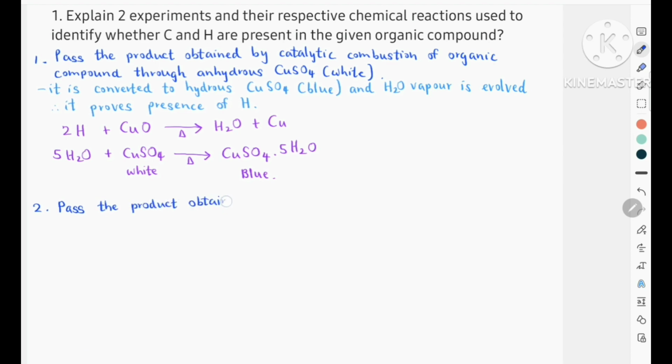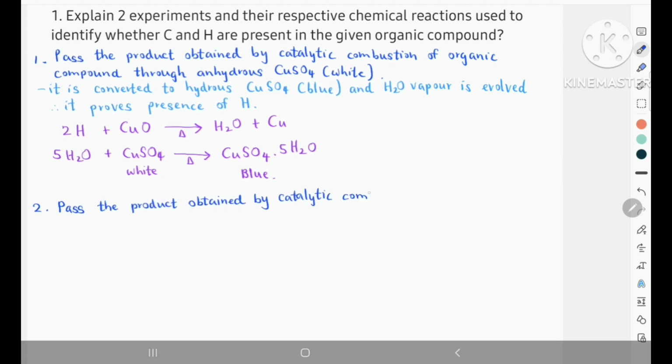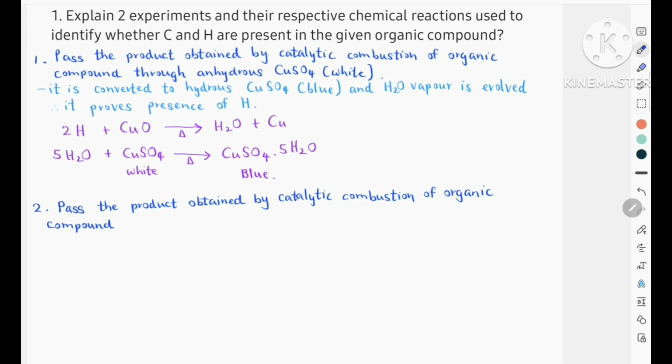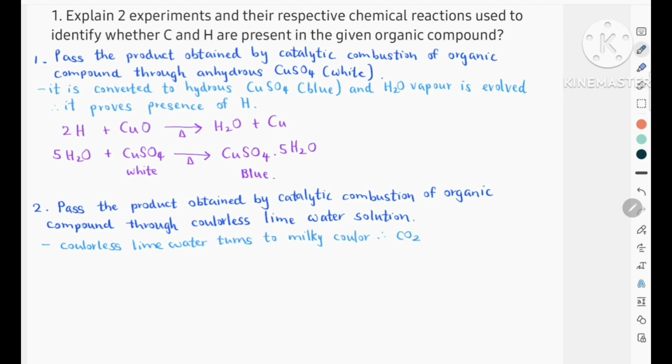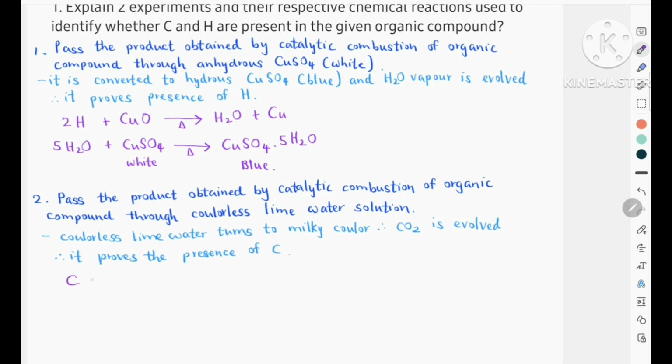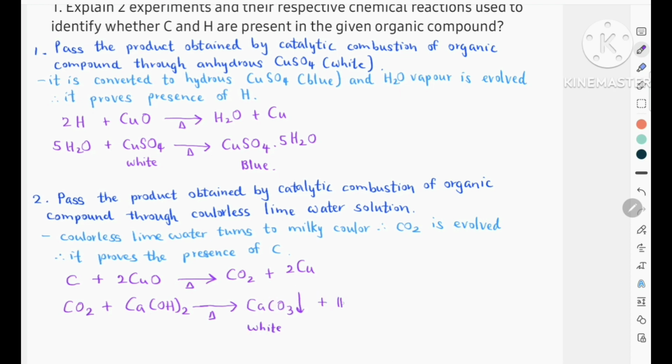In the next experiment, pass the product obtained by catalytic combustion of the organic compound through colorless lime water solution. In this experiment, we can observe that the colorless lime water turns milky. Therefore, we can see that carbon dioxide is evolved. It proves the presence of carbon. These are the chemical reactions for this experiment. Calcium hydroxide is the chemical formula for colorless lime water solution.